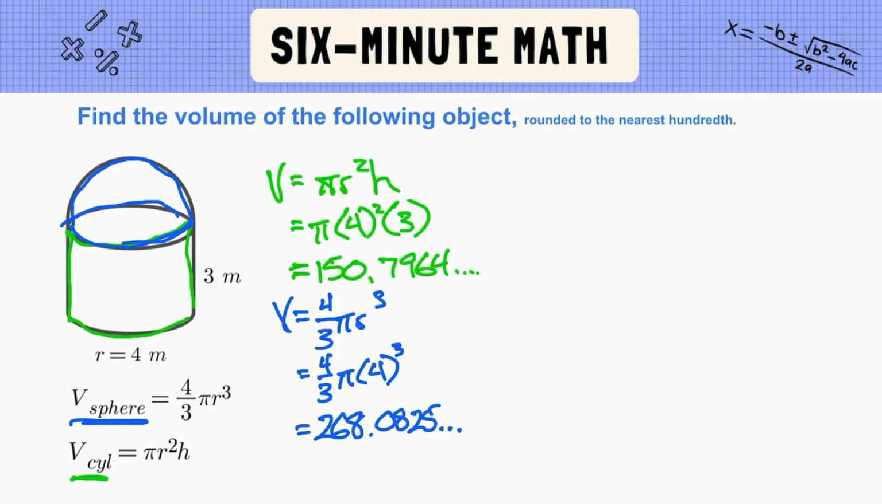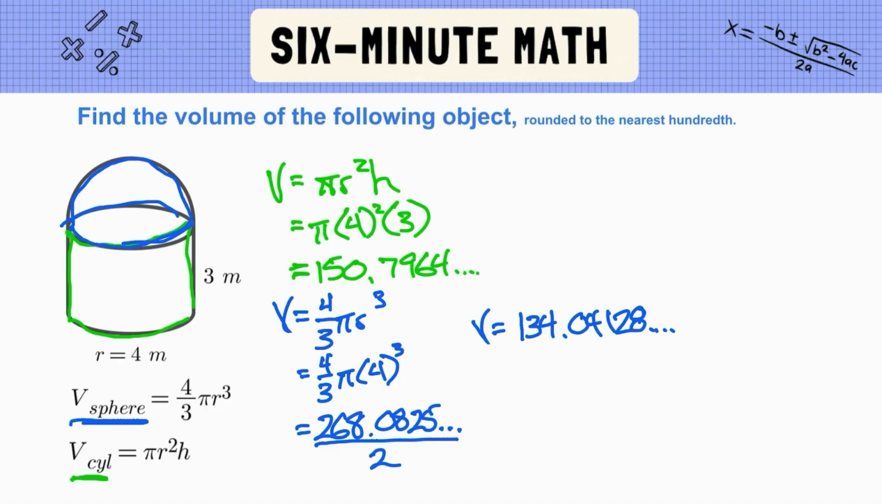Now I have to realize here that I am working with only a half sphere and not a full sphere. So what I'm actually going to do is divide that full sphere by 2 for a hemisphere volume of 134.04128.